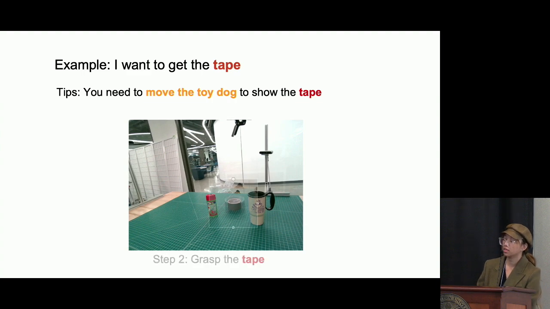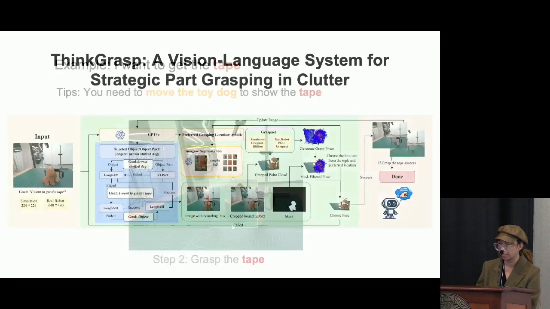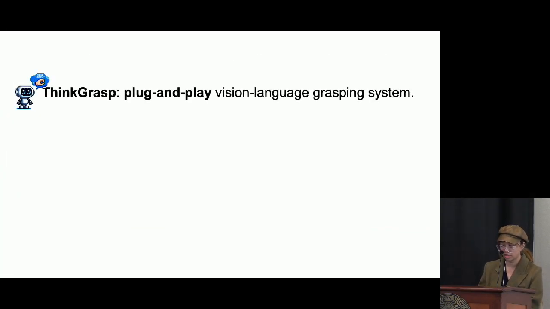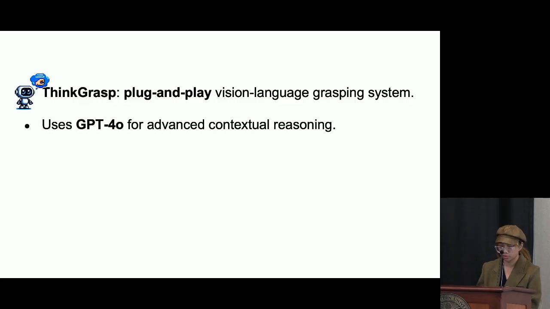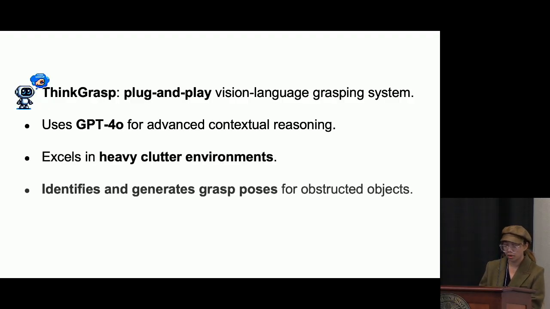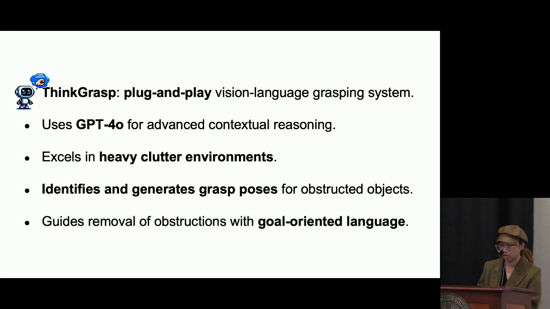Here is the pipeline for ThinkGrasp. What is ThinkGrasp? ThinkGrasp is a plug-and-play vision language grasping system, and it uses GPT-4o for advanced contextual reasoning. It can handle heavy clutter environments, and generate grasp poses to get the object even when it's not visible. And it can guide the robot to move the object in front of it, following the goal-oriented language.